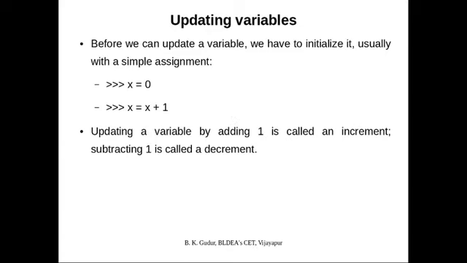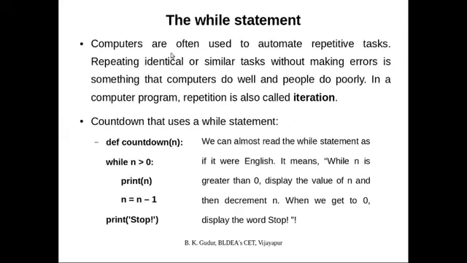Most of the time in iteration or looping we are going to use this updating of variables, either increment or decrement. Remember one thing: in Python we don't have increment and decrement operators as in C. In C, we have the plus plus operator for increment and minus minus operator for decrement. Whereas in Python, for increment we write x is equal to x plus 1, and for decrement, x is equal to x minus 1. Keep this in mind. Now we'll move on to the first looping statement, that is the while loop.